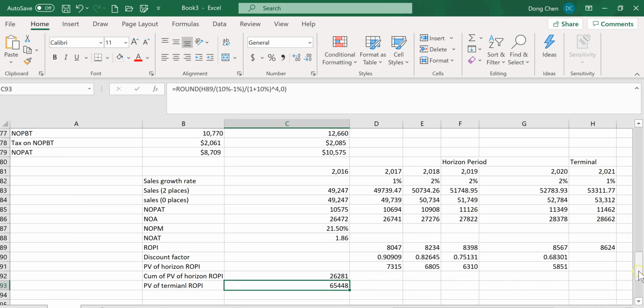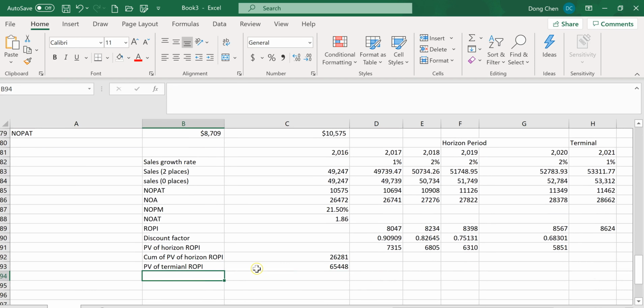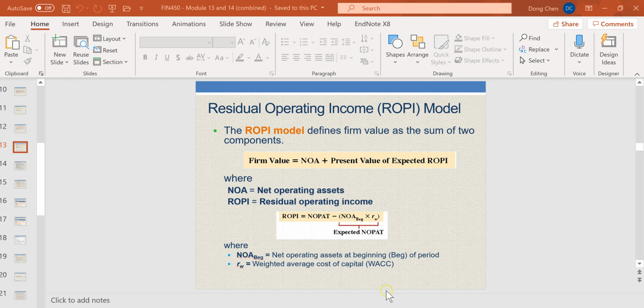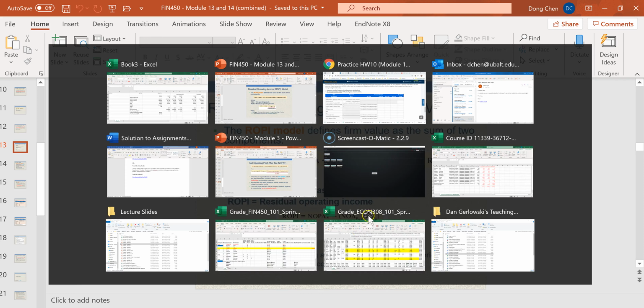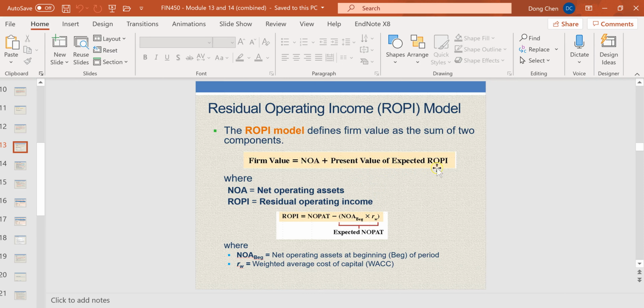No, I don't need to drag the cell here actually. So the firm value using this ROPI model is simply the NOA plus the present value of expected ROPI. So if I add up these two present values, the cumulative present value of horizon ROPI and the present value of the terminal ROPI, that gives me the present value of the expected ROPI.